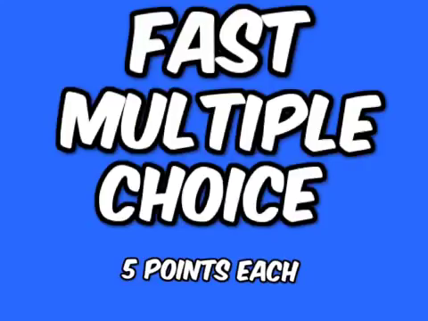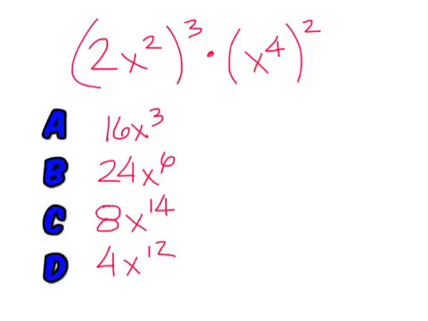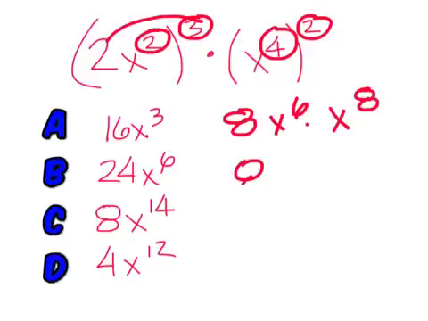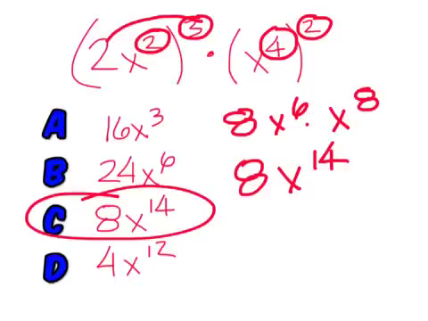Fast multiple choice. 2 to the 3rd power is 8. X squared to the 3rd power is x to the 6th. And then multiply by x to the 4th to the 2nd, that's x to the 8th. So 8x to the 14th. The answer should be C.